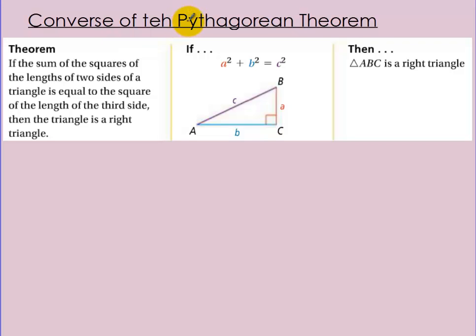Converse of the Pythagorean theorem. A converse of that says, if we have three numbers that satisfy this equation, a squared plus b squared equals c squared, then the triangle that forms is a right triangle. And that's what we're saying with those Pythagorean triples. If you have 3, 4, and 5 as the lengths of the sides, you're going to have a right triangle.